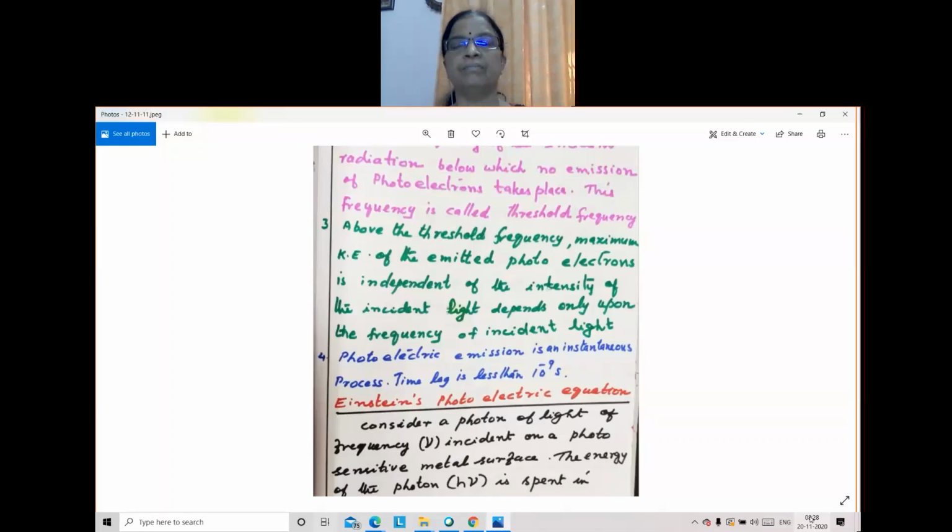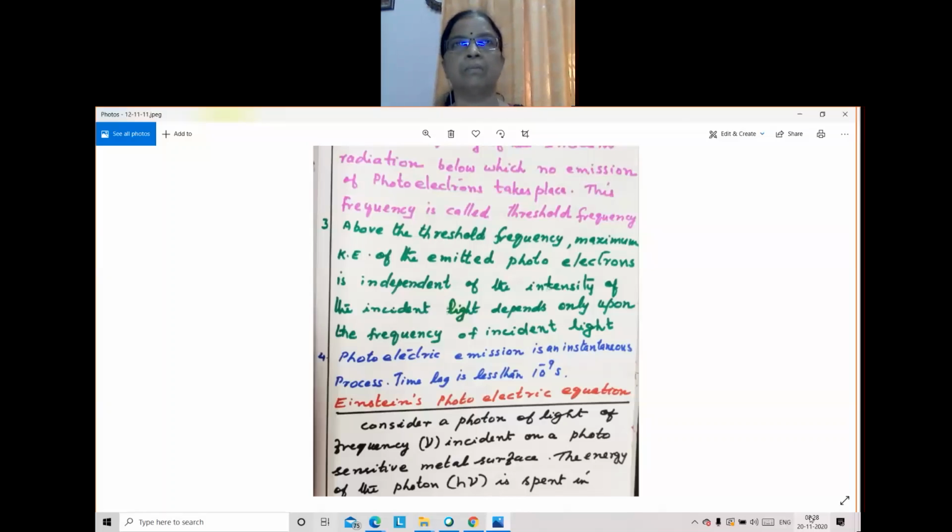Intensity of incident radiation is directly proportional to photoelectric current. Very good. Then what does the second law say? Aadithyan, what is second law?